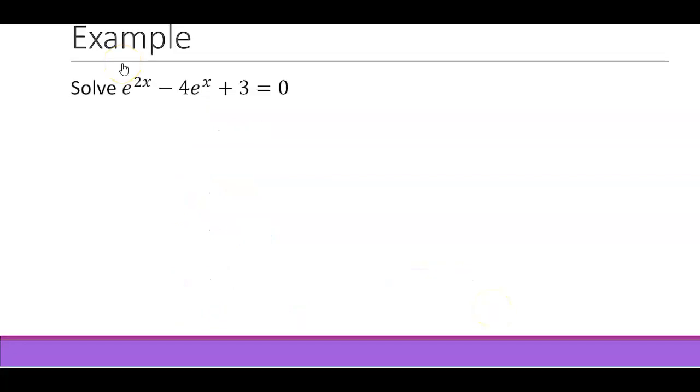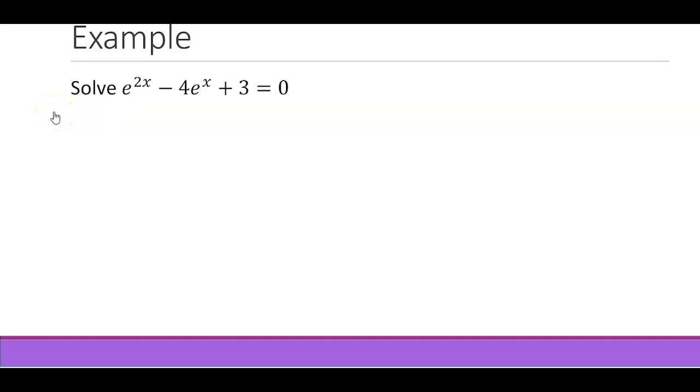This next example has us solve e^(2x) - 4e^x + 3 = 0. And this one's a tricky one. It's just going to take practice to recognize that this looks like a quadratic. This is what is called quadratic form.